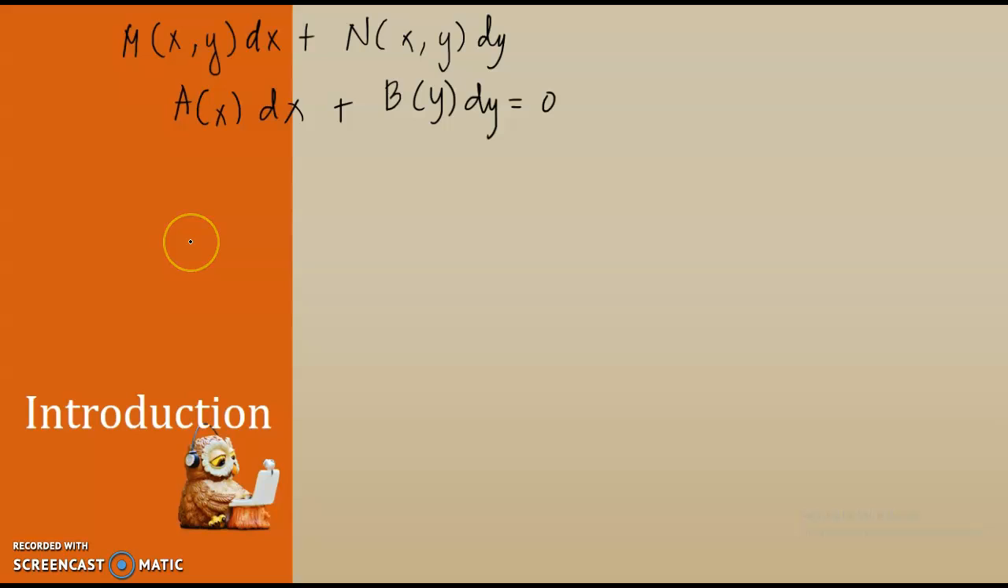The solution of this equation is given by the integral of a of x dx plus the integral of b of y dy is equal to c. Remember that if you're going to integrate 0, that would be a constant.